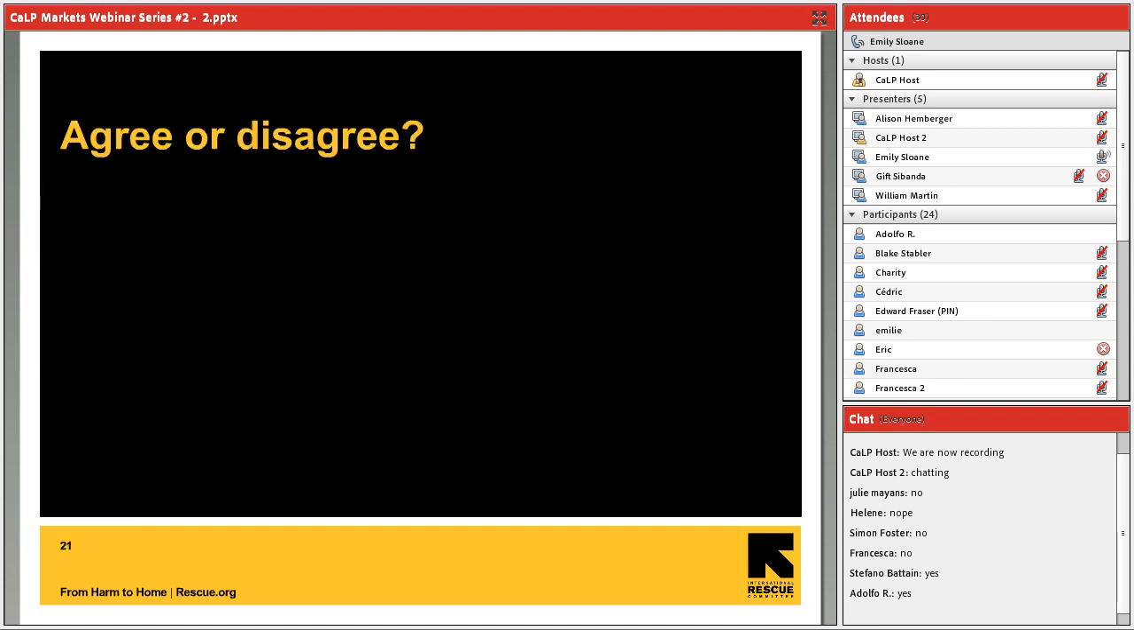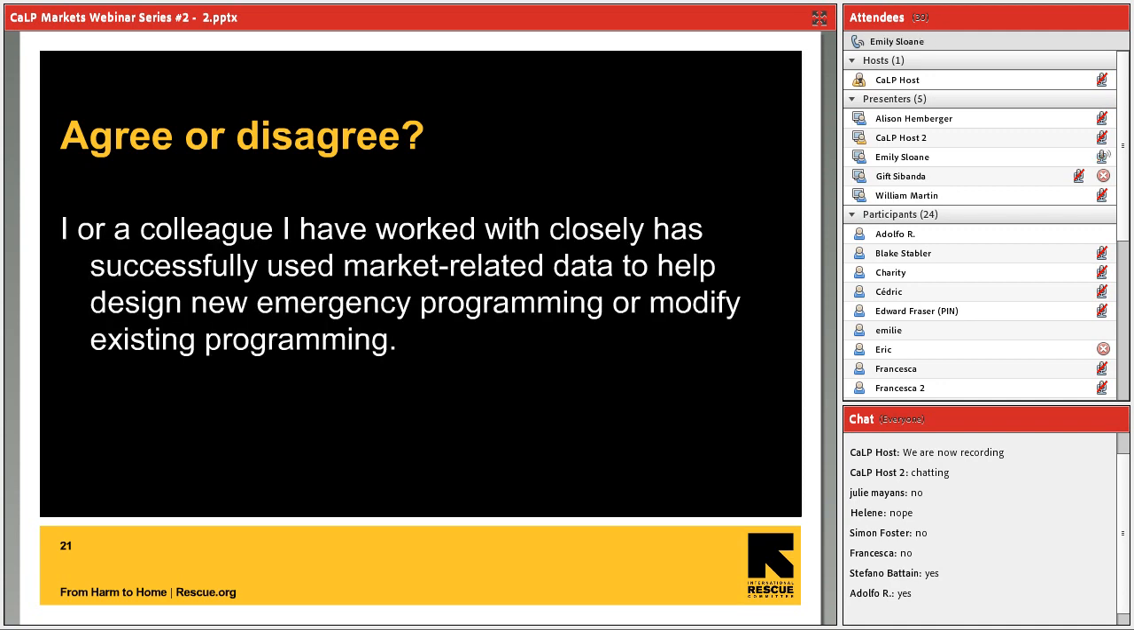Okay, one more agree or disagree statement. Now you guys are experts on how to use those buttons. So, let me get that up on the screen. I or a colleague I have worked with closely has successfully used market-related data to help design new emergency programming or modify existing programming. So please let me know. We've got a few agrees, a couple of disagrees.